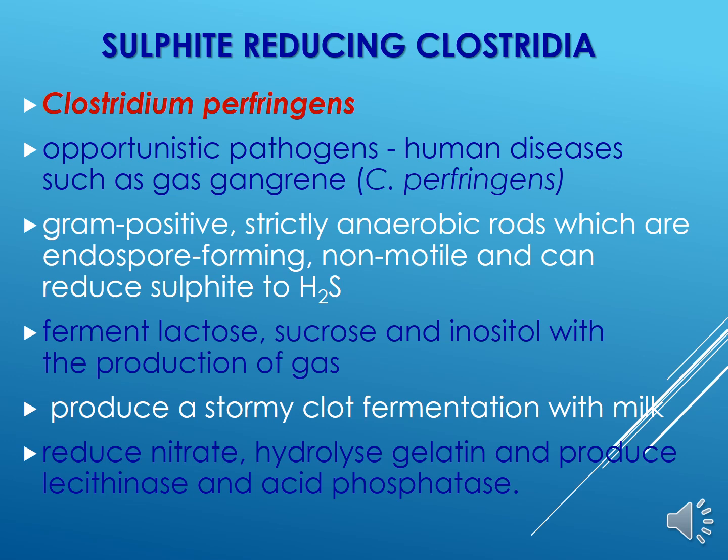They ferment lactose, sucrose, inositol with the production of gas. They produce a stormy clot fermentation with milk in litmus milk medium. We will be seeing that in water analysis again. They reduce nitrate, hydrolyze gelatin and produce lecithinase and acid phosphatase. So these are again some of the biochemical properties. The most important thing about them is that they are endospore formers.